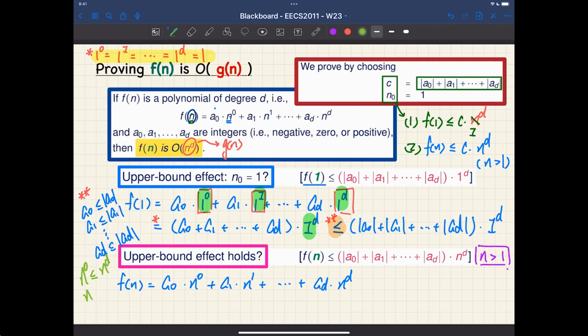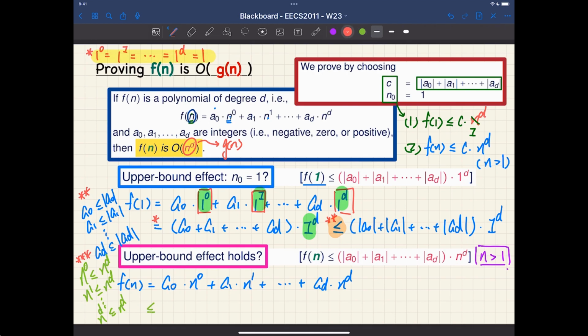Also, n to the power of 1 is less than or equal to n to the power of d. All the way to n to the power of d, of course, which is less than or equal to itself. Let me call this star, star, star. All right? And then what we can do is now factor them out. But now you don't really put equal here anymore.